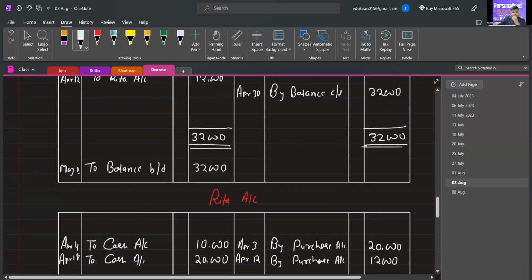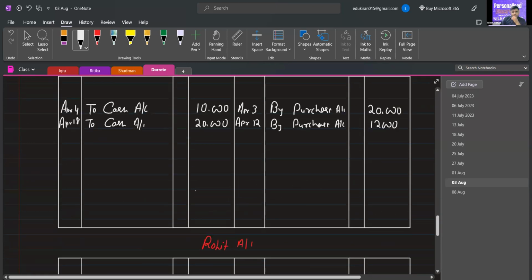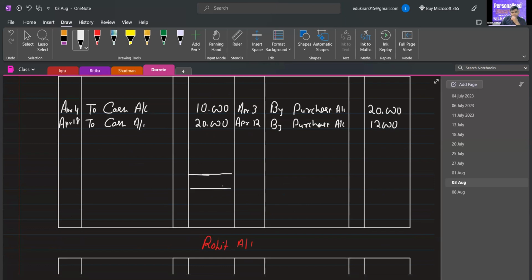The next is Rita account. On the debit side, it is 30,000, and on the credit side, it is 32,000. So 32,000 is higher. Yes, sir. Now on the debit side, it is 30,000. So balance will be 2,000. Okay.